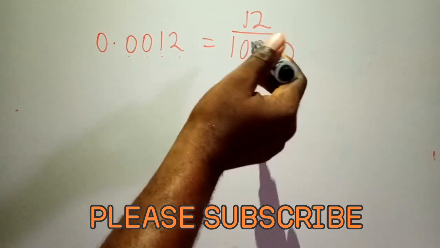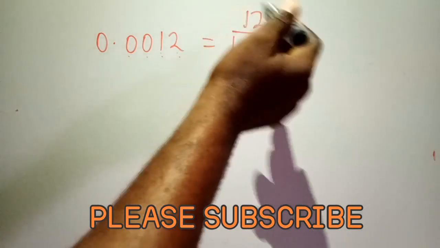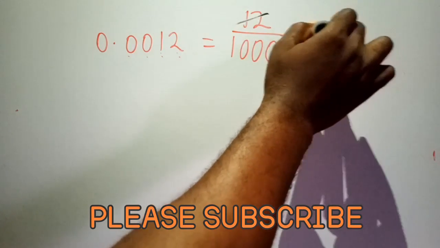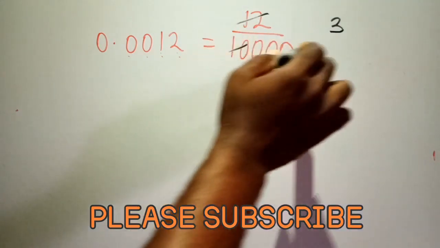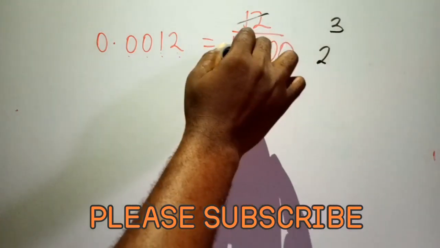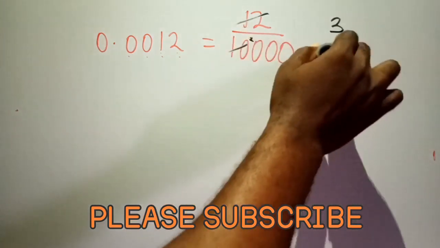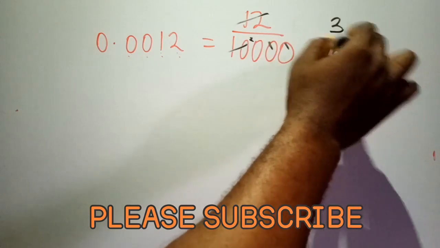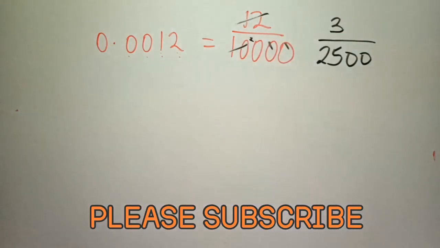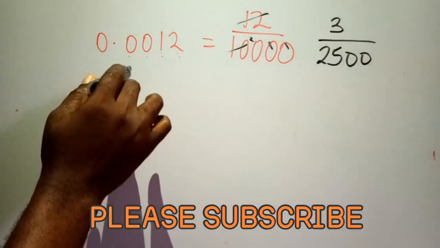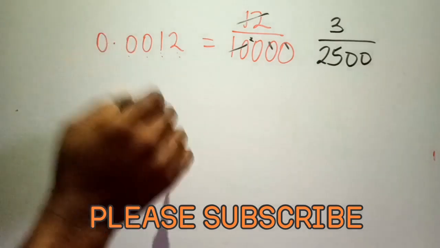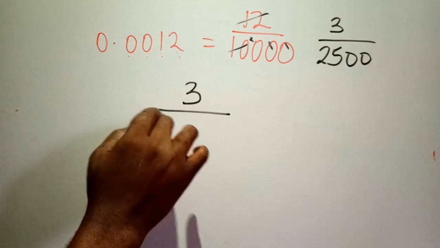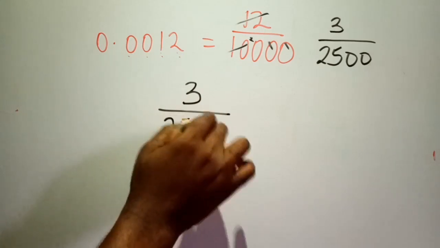Let's check very well. I think 4 goes, to save our time. So we have 4 here, 3, and 4 here is 2, remain the 2, 4 in 25, and 4 in 0, 0 gives 0, 0. So that means 0.0012 is equal to 3 over 2,500.